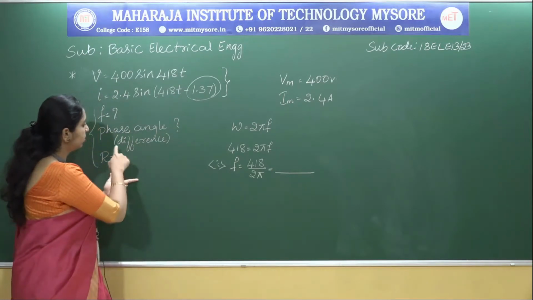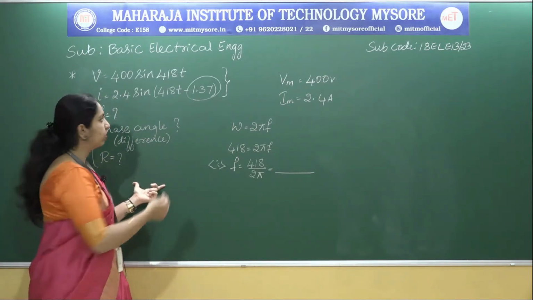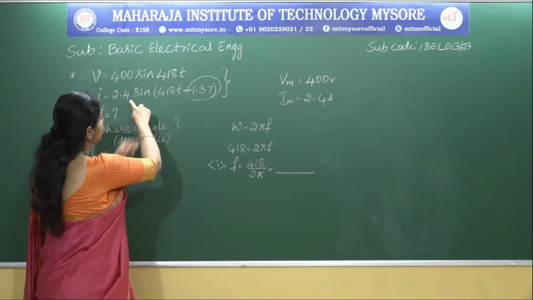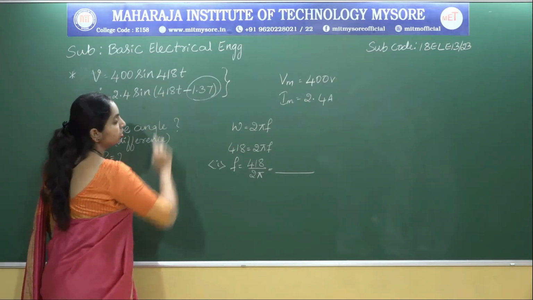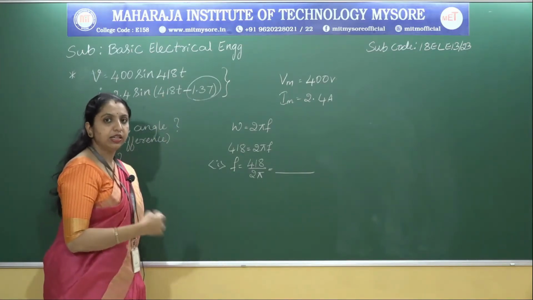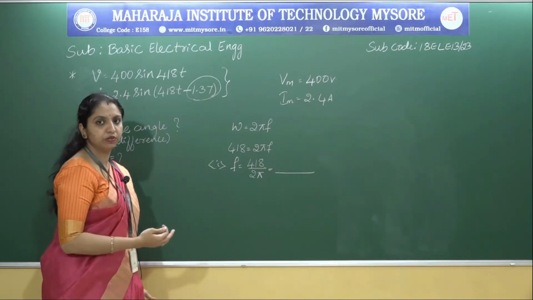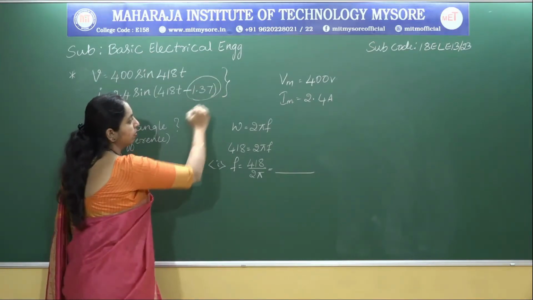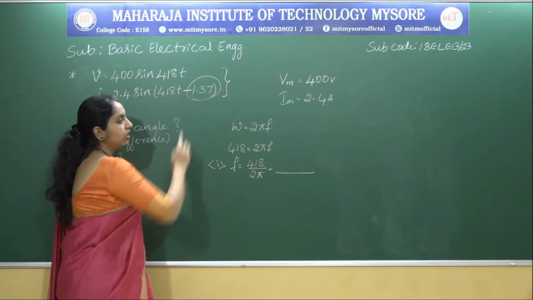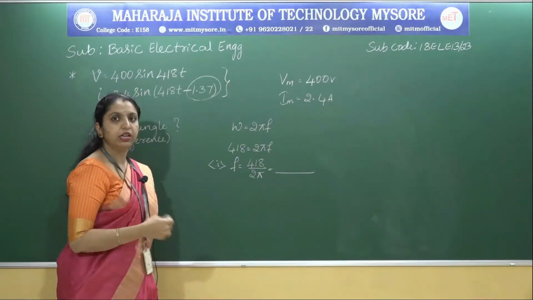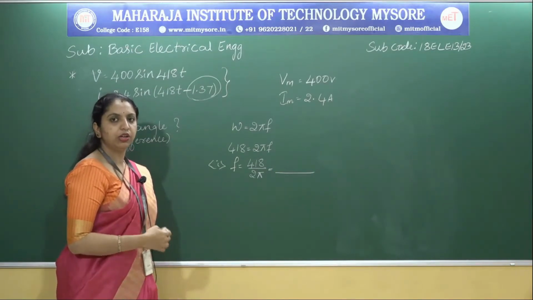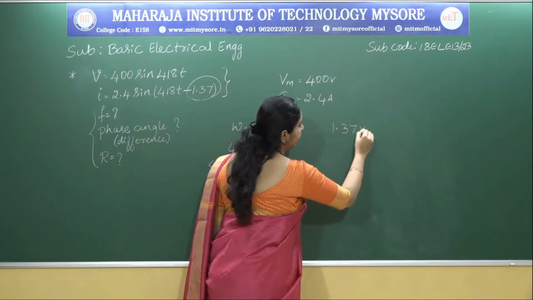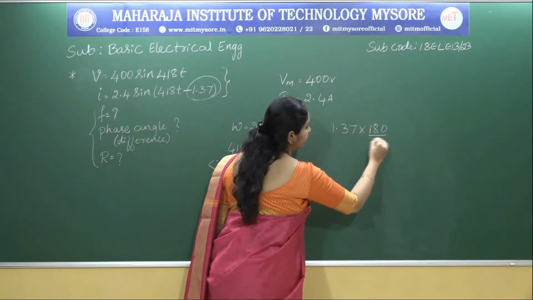The next one is the phase difference between voltage and current. Looking at the two equations, I is equal to 2.4 sin(418t minus 1.37), so there is a lag in the current. How much of a lag? We can calculate it using this 1.37. The given value is in radians, so we need to convert it into degrees: 1.37 into 180 divided by pi.